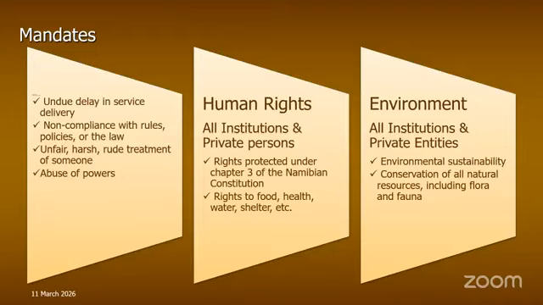And we also talk about the right to food, health, shelter, and water. Those are the basic needs that a human needs to survive daily. When it comes to the environment, we are saying that all institutions, including private entities, are supposed to maintain the environment, and the Office of the Ombudsman does investigate these institutions where there is a violation or a hazard to the environment.